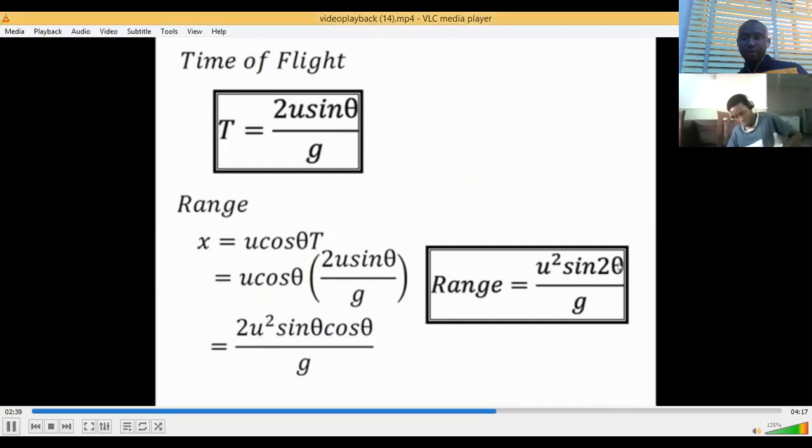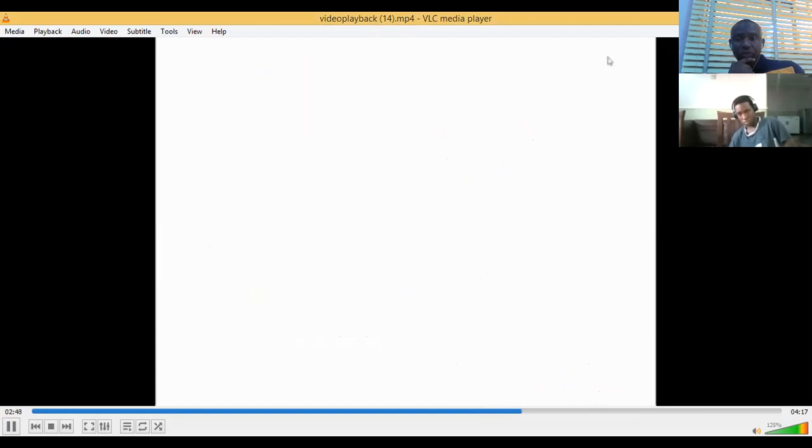Sine theta cos theta is nothing but sine 2 theta, hence range will be equal to u square sine 2 theta upon g.